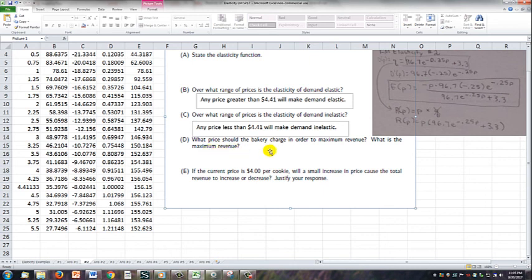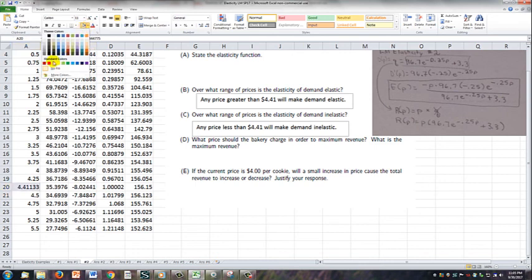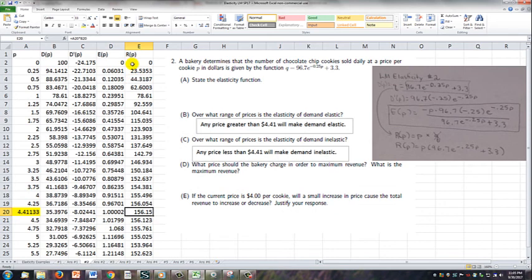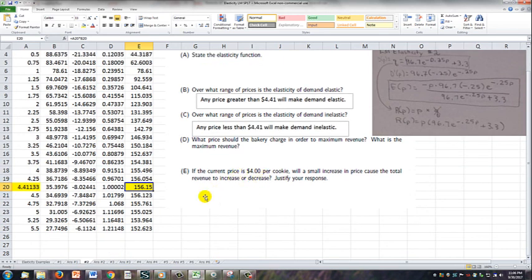What price should the bakery charge in order to have maximum revenue? Well, we found it. It's $4.41. And what is the maximum revenue? When we anticipated that, we put the revenue function in. So that would be $156.15.